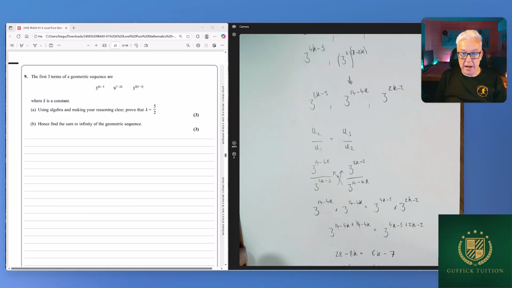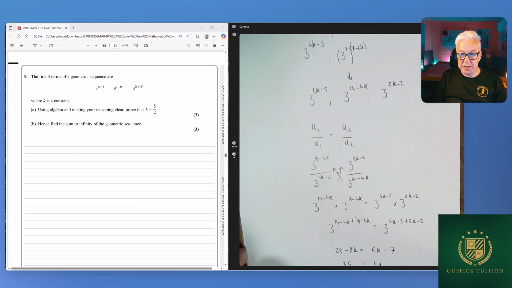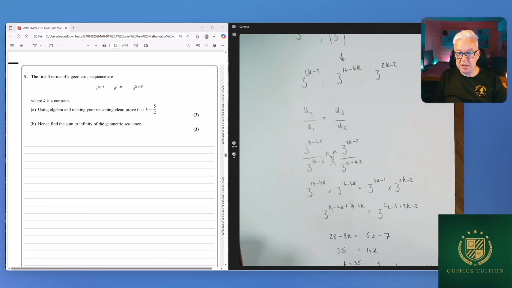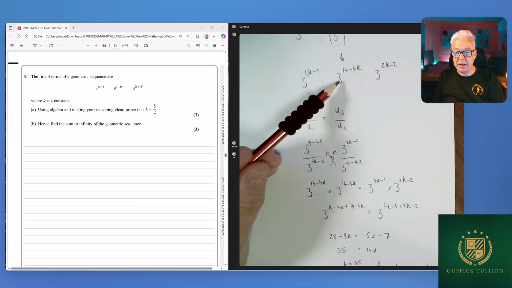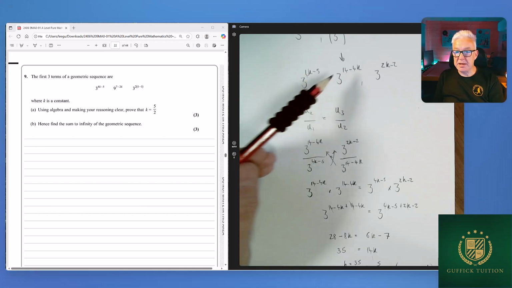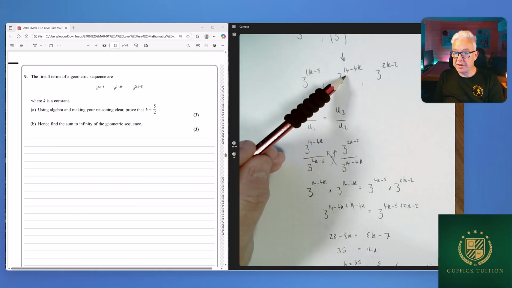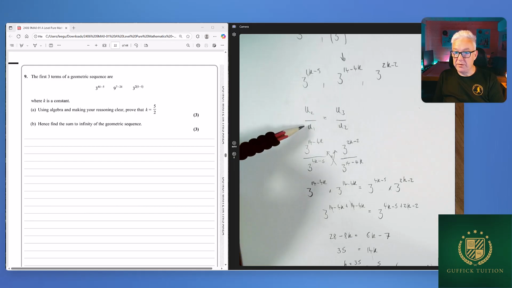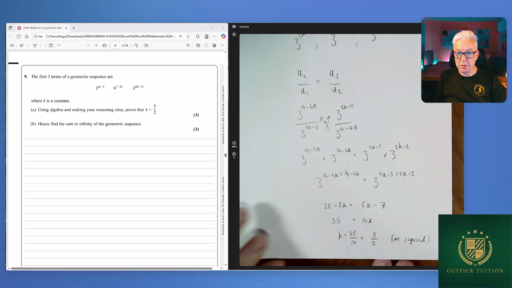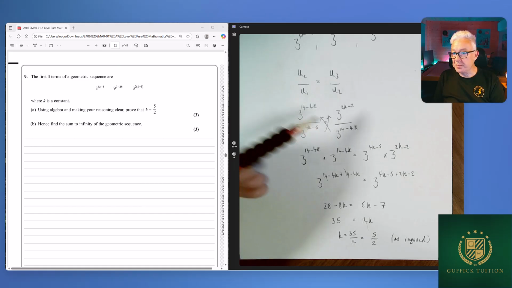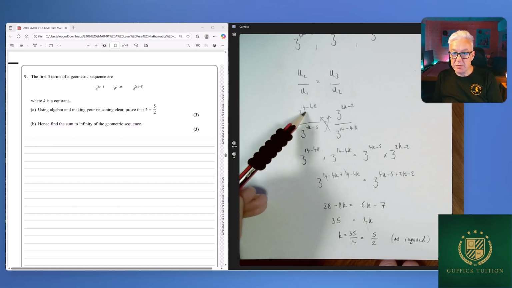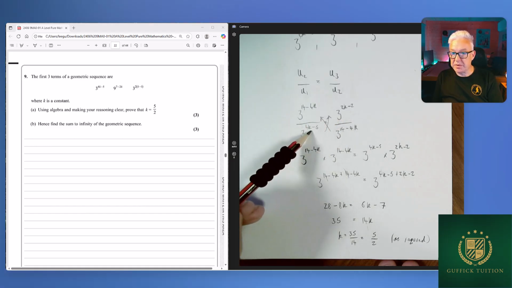That just makes it a little bit easier to work with if they've all got the same base power. Now, the key that we're going to use, such a common theme with geometric sequences, is the idea that we have a common ratio. In other words, the second term divided by the first is equal to the third divided by the second. So u2 over u1 equals u3 over u2. We've written all that down, and we're now going to cross multiply. So this one times this one equals this one times this one.